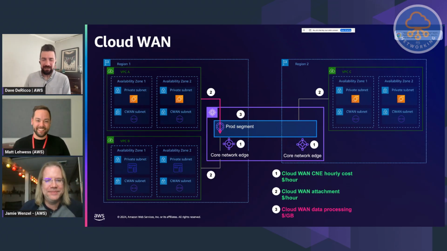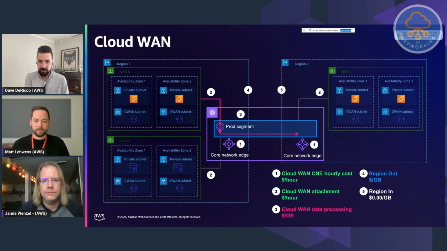But otherwise, with Cloud WAN, a lot of the concepts are the same. You have an attachment cost per hour. You have data processing. The same notions are going to apply here. If you're crossing regions, there's going to be the region out cost and the region in, but there's no additional data processing there for crossing the regions.